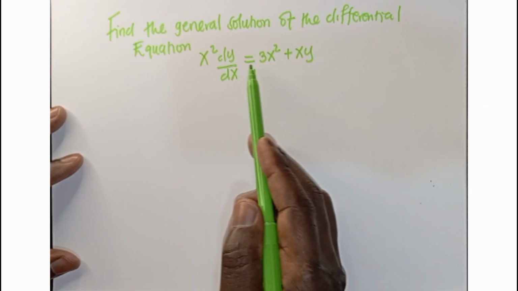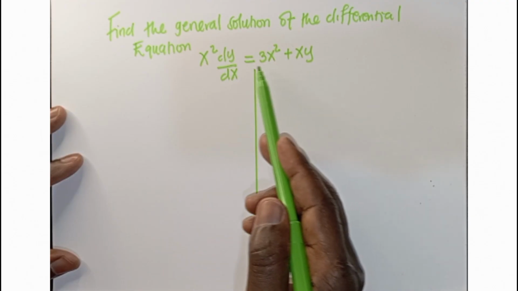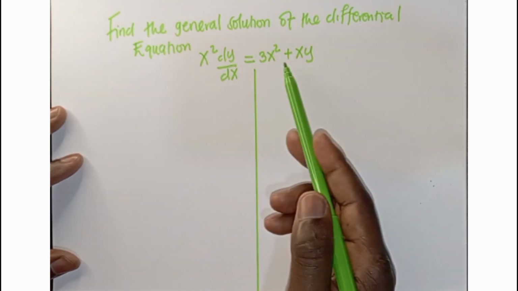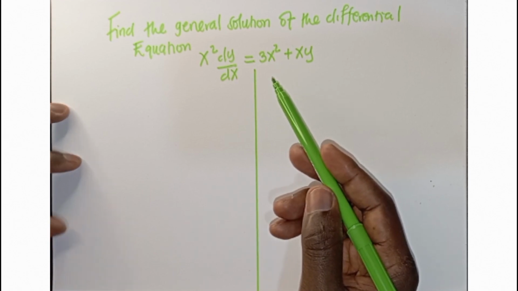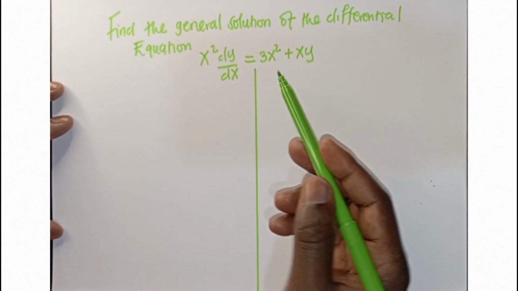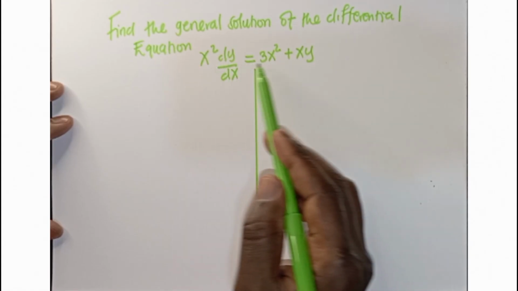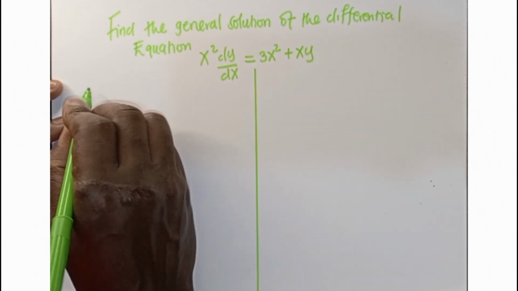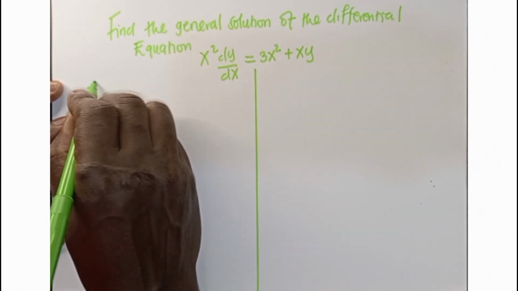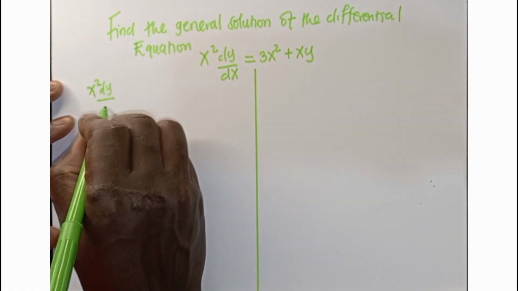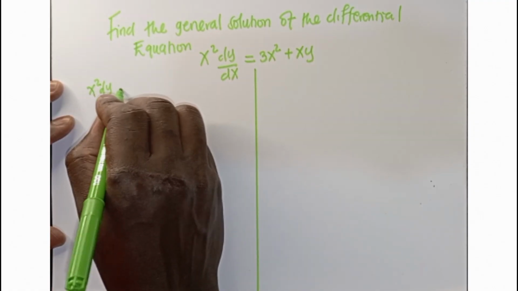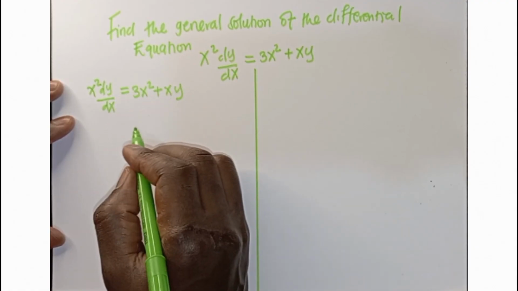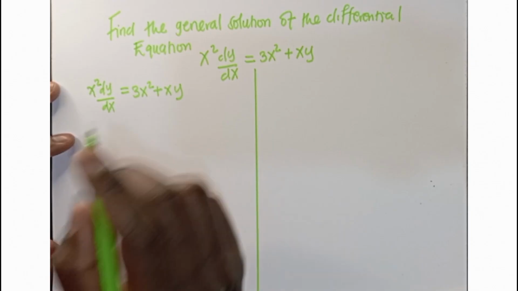because one, you cannot quickly separate variables, and you cannot quickly use linear or exact here. So we go for homogeneous. Homogeneous tells us that we begin by dividing through by x with the highest power in the equation. So we have x squared dy by dx is equal to 3x squared plus xy. We begin by dividing throughout by x with the highest power.